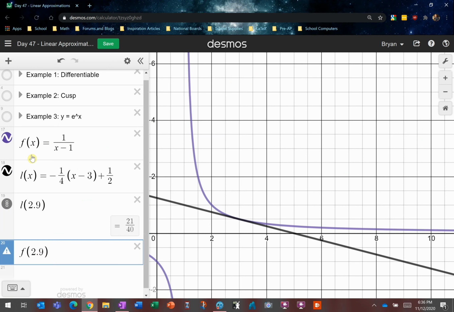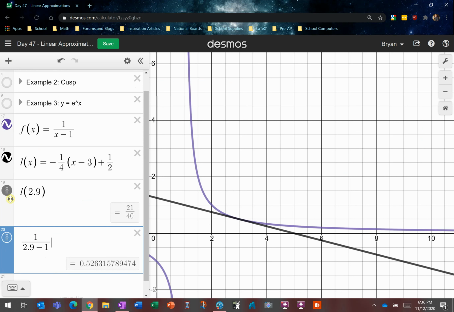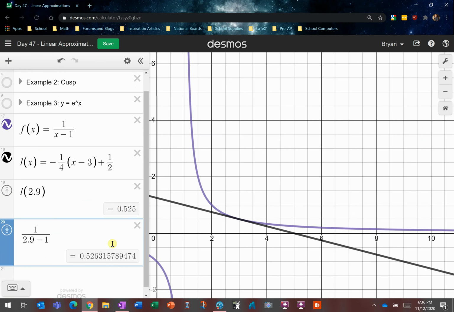What do you mean? Oh, there's something else called f, isn't there? Okay, let's just plug this in then. 1 divided by 2.9 minus 1, 0.52, no more fractions. 525, 526. Oh yeah, they are crazy close, which isn't a shocker because 3 is really close to 2.9. So we were tangent at 3 and we asked about a value at 2.9.